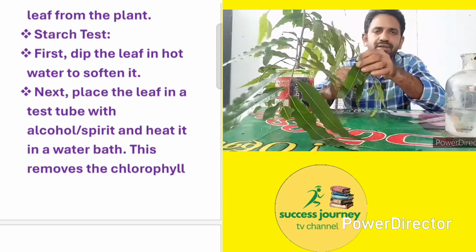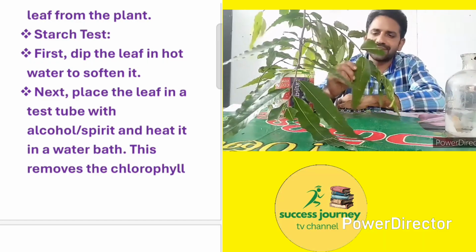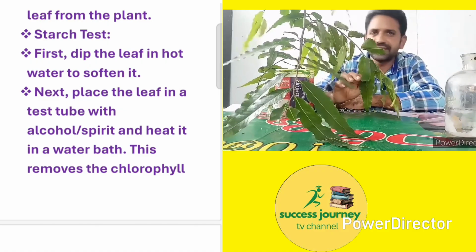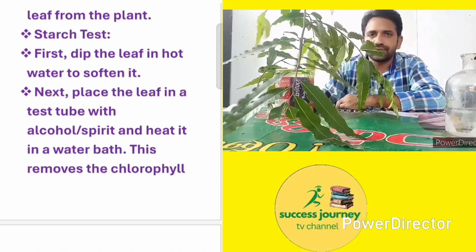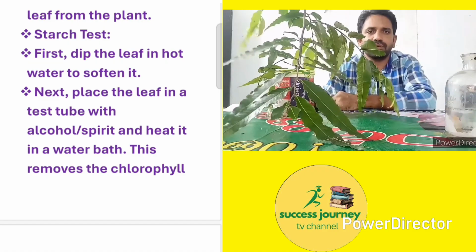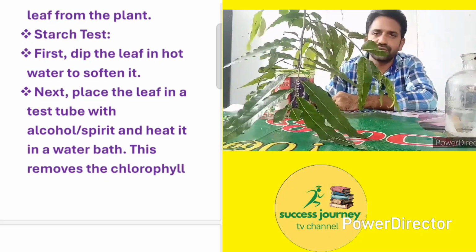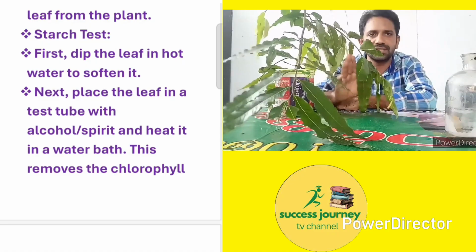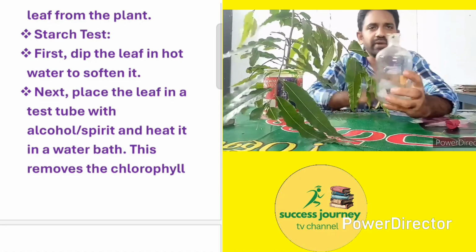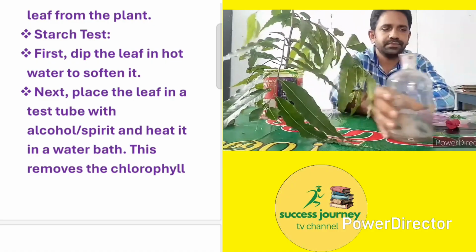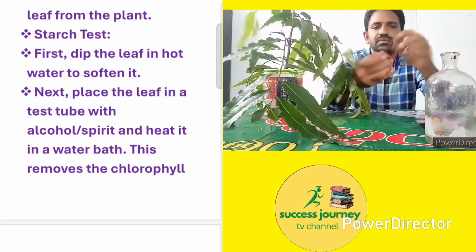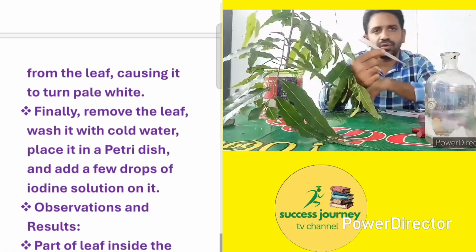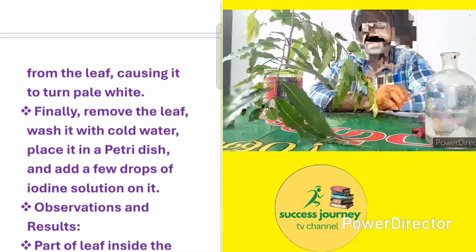This removes the chlorophyll. So after boiling the leaf in a beaker, we insert the leaf into a test tube containing alcohol, methylated spirit, and boil the test tube, along with the water and methylated spirit, in a water bath. After 4 or 5 minutes, the chlorophyll present in the leaf is completely removed from the leaf and enters the methylated spirit, causing it to turn pale white.